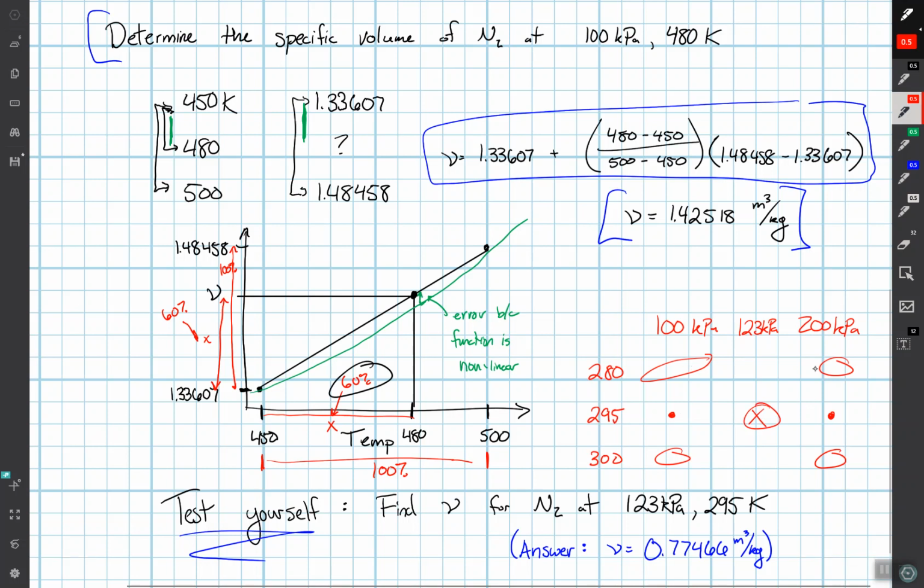Or you could do it differently. You could do first finding this point, then finding this point down here. So at 280 and 300 and 123 kilopascals, and then you could target the point in the center. So you could do either this path, doing one interpolation to find 123, or you could do this path.